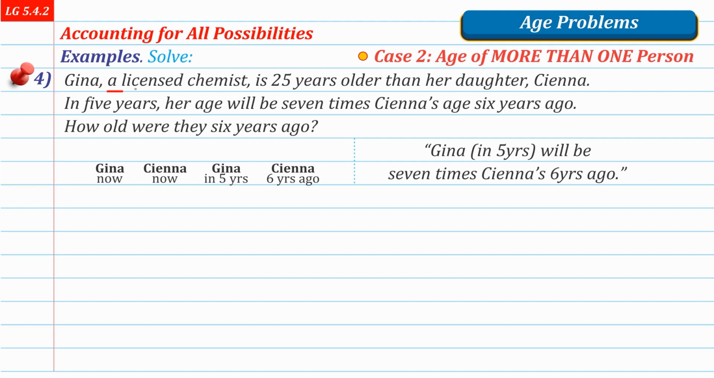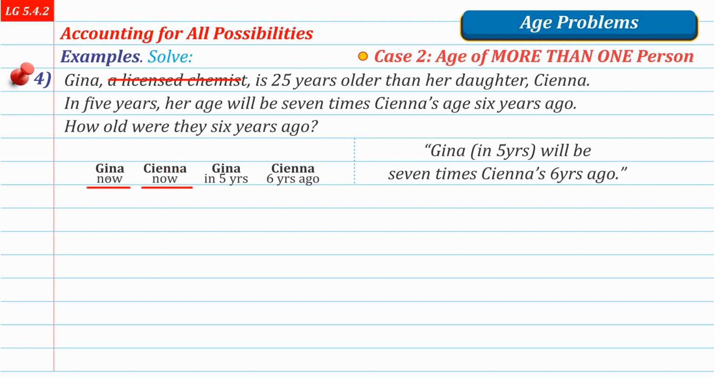Gina is a licensed chemist. Hindi mo na kailangan yan, sir. Okay. Is 25 years older than her daughter, Shena. So, dalawa na. Si Gina and Shena. Anong sabi natin? Always represent their ages now. Palaging may now. Kasi yan yung basis mo ng other ages. In the future or in the past, kailangan mo ng age now. So, always represent them. Okay?